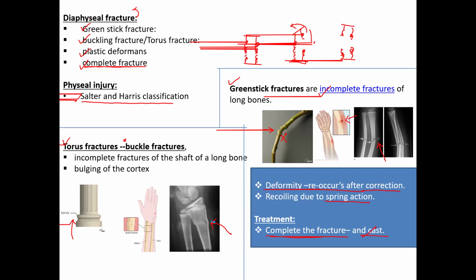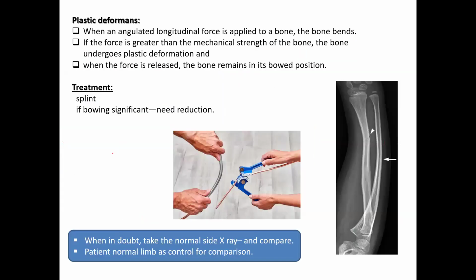Most of the time it is not very dangerous and it heals by itself without any residual problem. Second, it doesn't need any reduction. You can just splint the patient in the same position and the fracture will heal. Then we'll move on to plastic deformation. What is plastic deformation? Imagine this is a tube, plastic or some aluminum tube, and you are folding it.